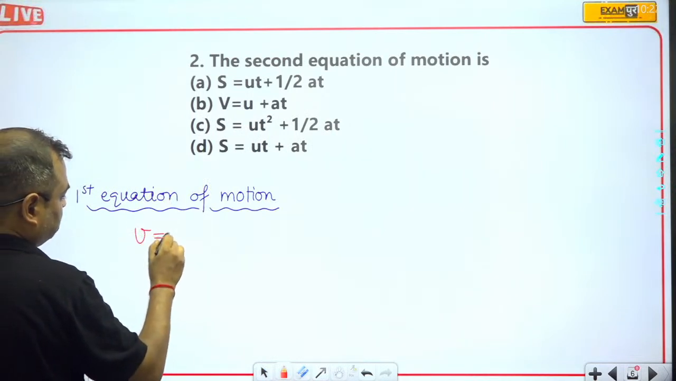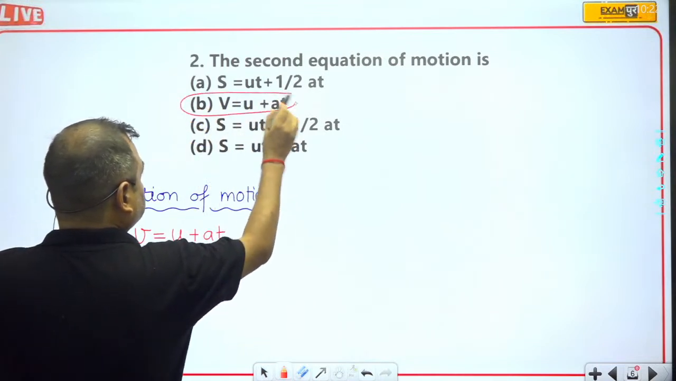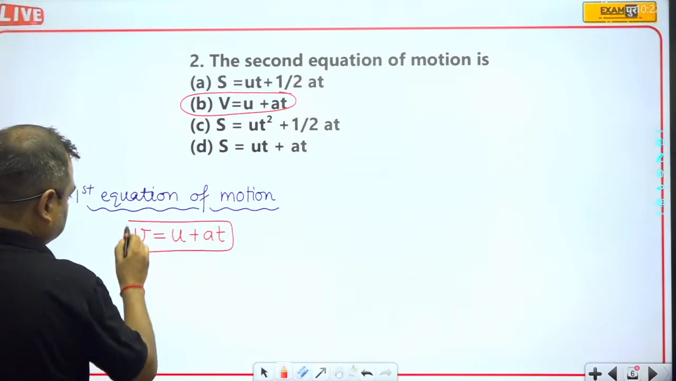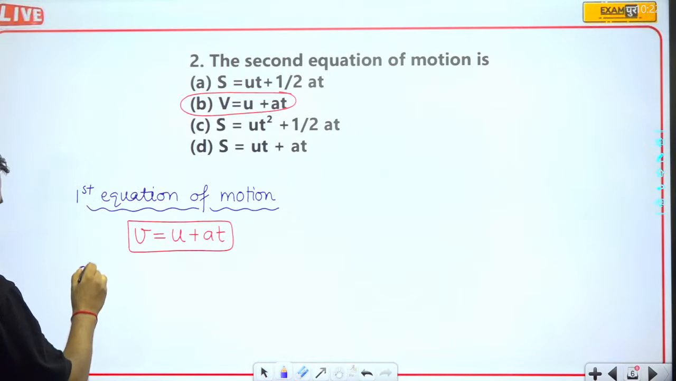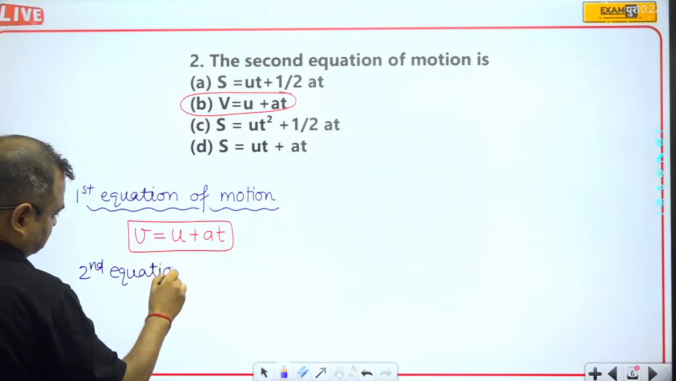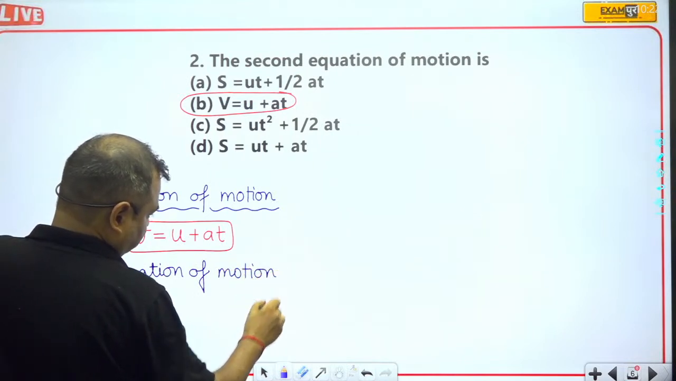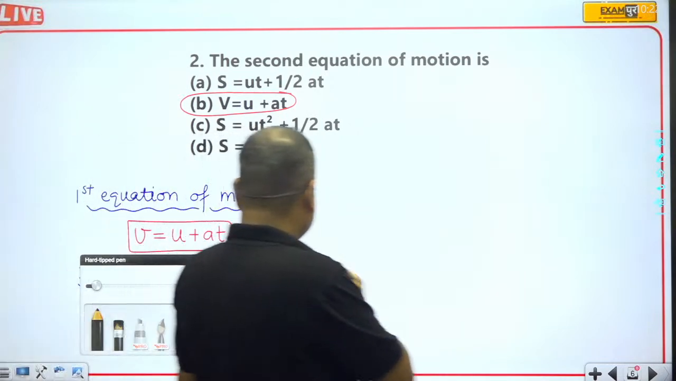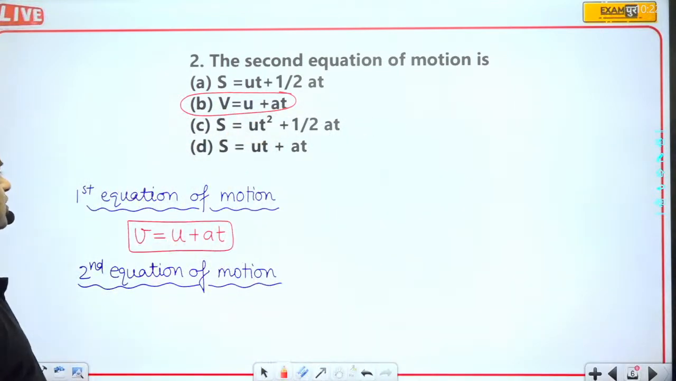The first equation of motion is v equals u plus at. So this is the first equation of motion. Now, the second equation of motion. The second equation of motion has already been asked.